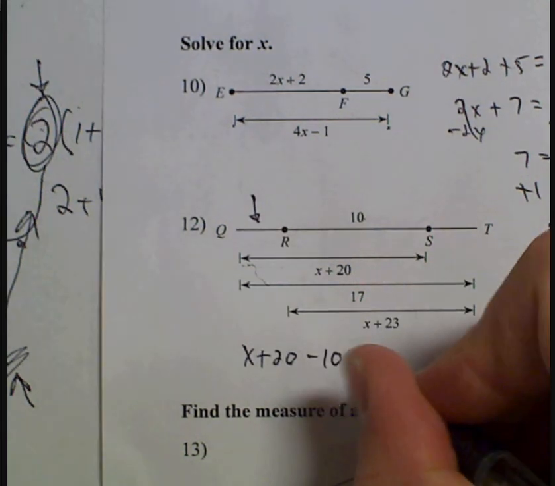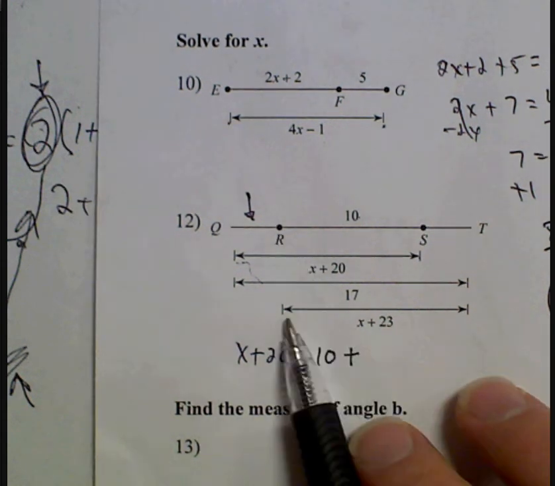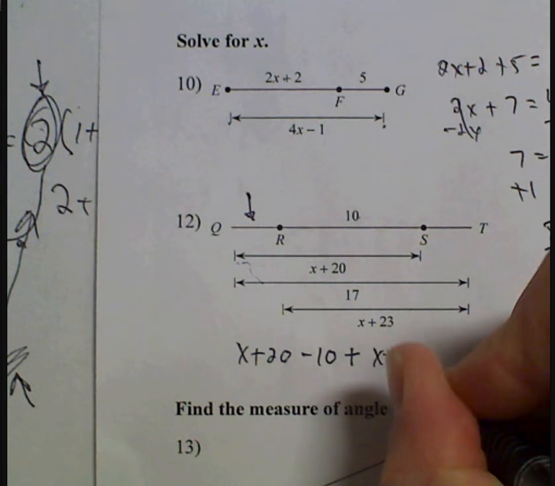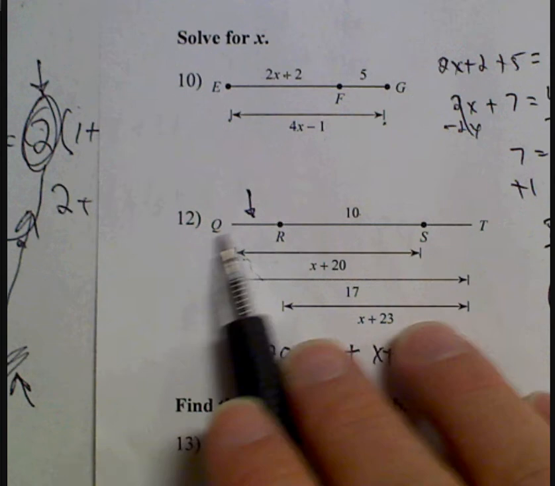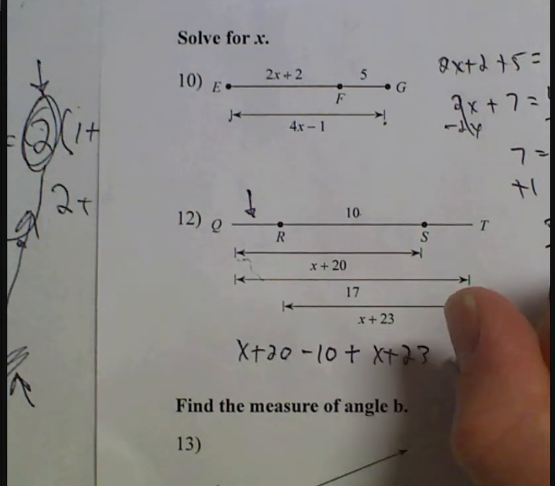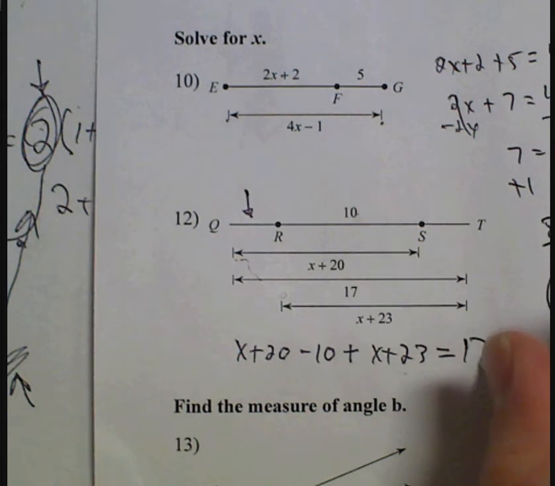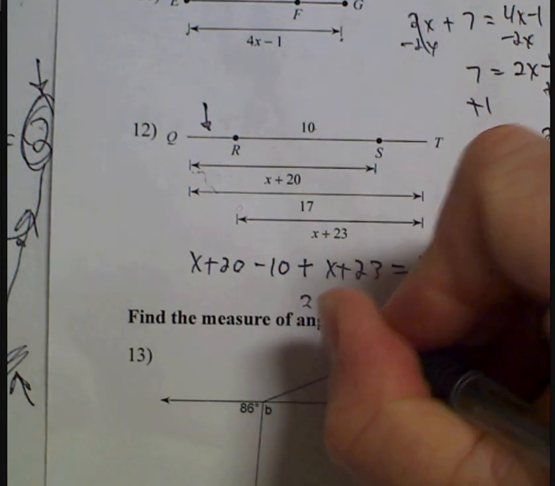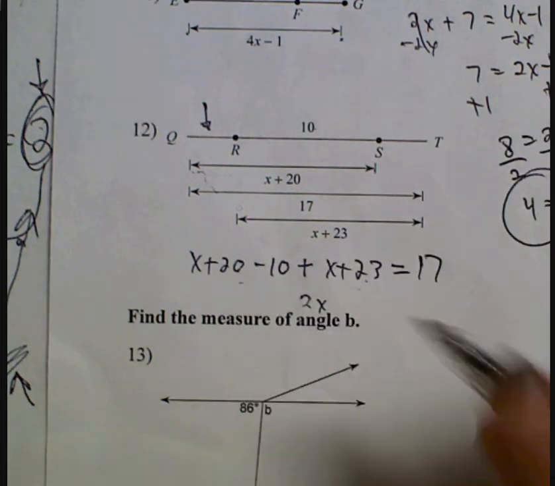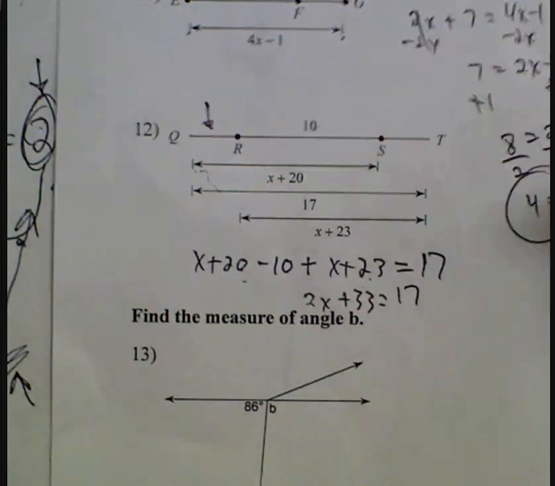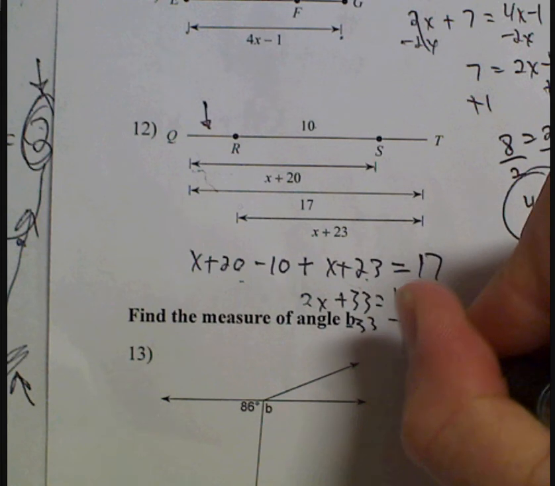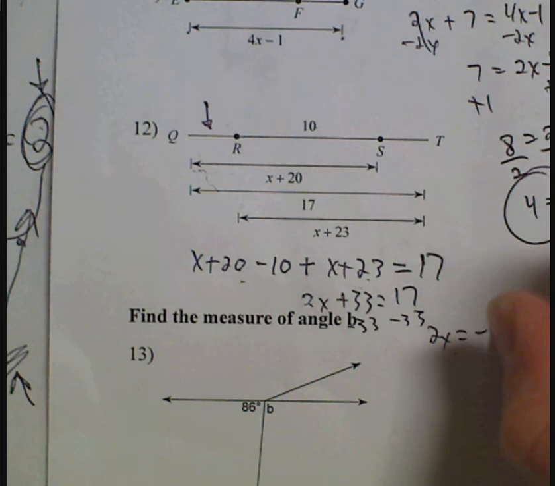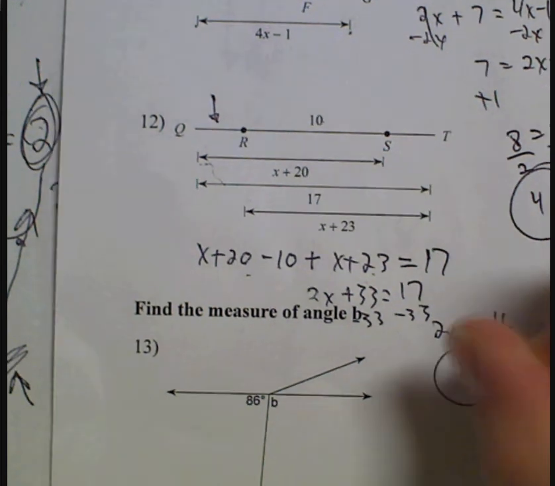I also know that if I add this to x plus 23, this is actually QT. And I know that the entire QT is actually 17. That's how we would set that up. So x plus x would give me 2x. That's 43, that's 33. So subtract 33. 2x equals, that's 13, 16, so negative 16. So x has to be negative 8.